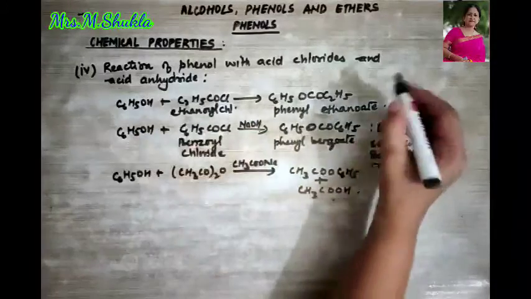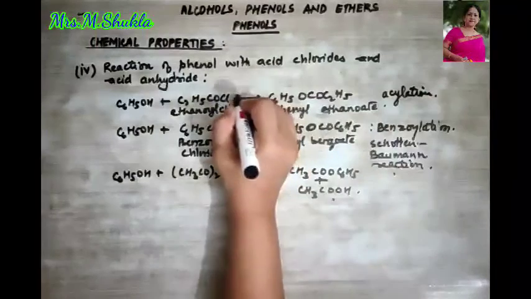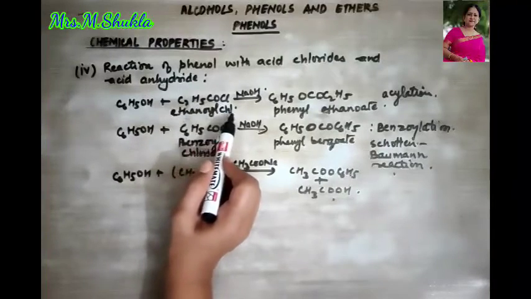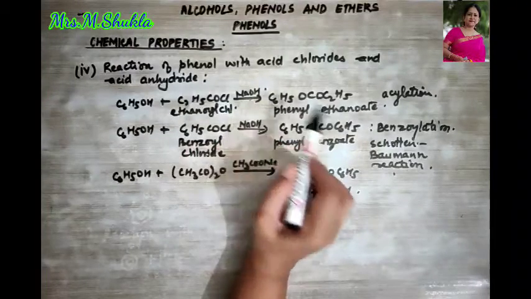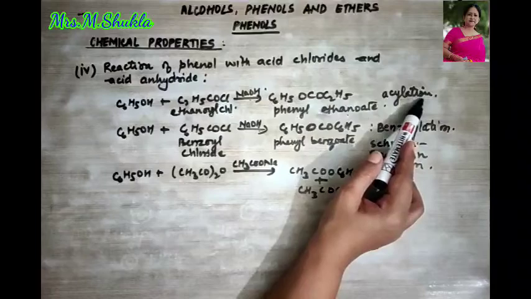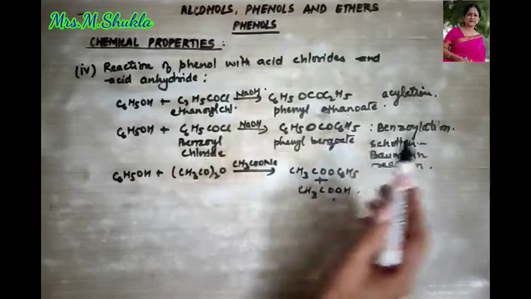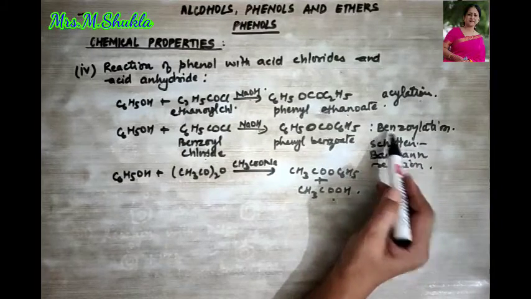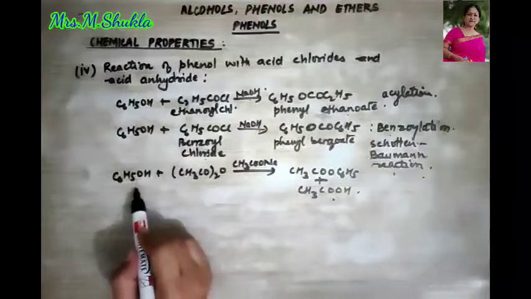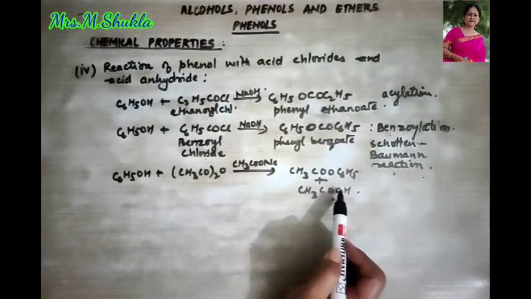This reaction, I forgot to tell you, is called acylation. In the presence of NaOH, phenol with ethanoyl chloride will give you phenyl ethionate, the ester, and this reaction is called acylation. When phenol is treated with benzoyl chloride in the presence of NaOH, the reaction is termed benzoylation. It is also called the Schotten-Baumann reaction, right? And when phenol is treated with acid anhydride, it forms again an ester and acetic acid is formed here.